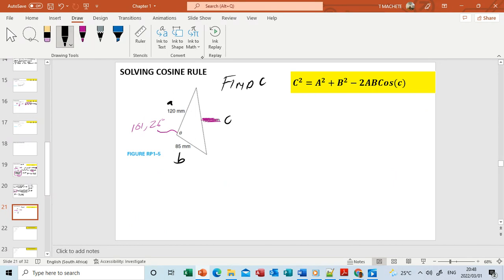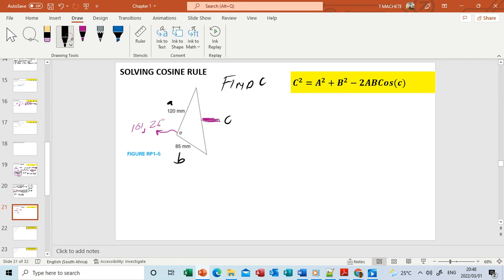Which rule are you gonna use? Same rule. Can you use the same rule? Is it cos C? No, there's no cos C. You tell me which rule you're gonna use. There's no cos C. I gave you one angle, then I say find C.